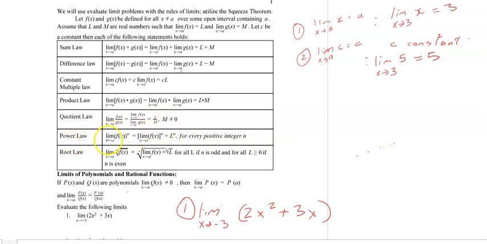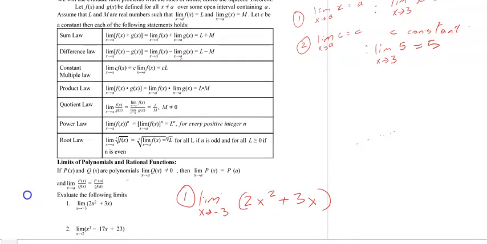The power law says the limit as x approaches a of f of x raised to the n is equal to the bracket, limit as x approaches a of f of x, bracket raised to the n, that is equal to L raised to the n for every positive integer n. And finally, the root law, the limit as x approaches a of the nth root of f of x is equal to the nth root of the limit as x approaches a of f of x. That will be equal to the nth root of L for all L if n is odd, and for all L greater than or equal to 0 if n is even.